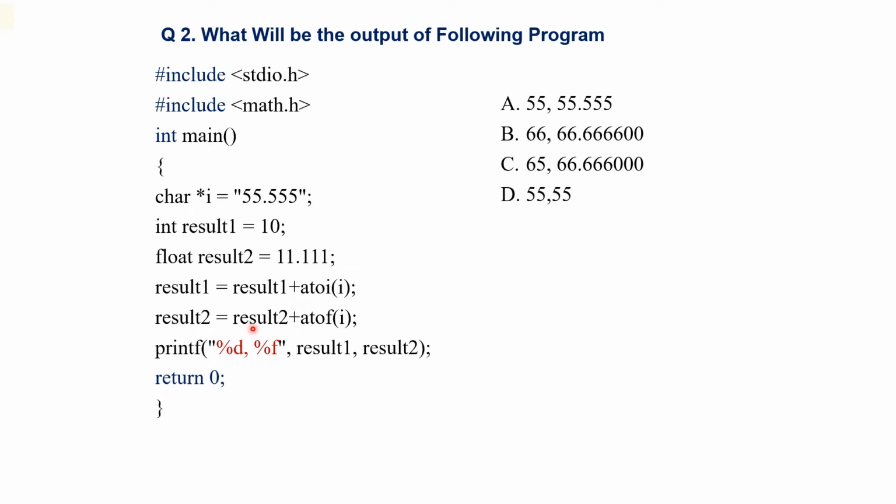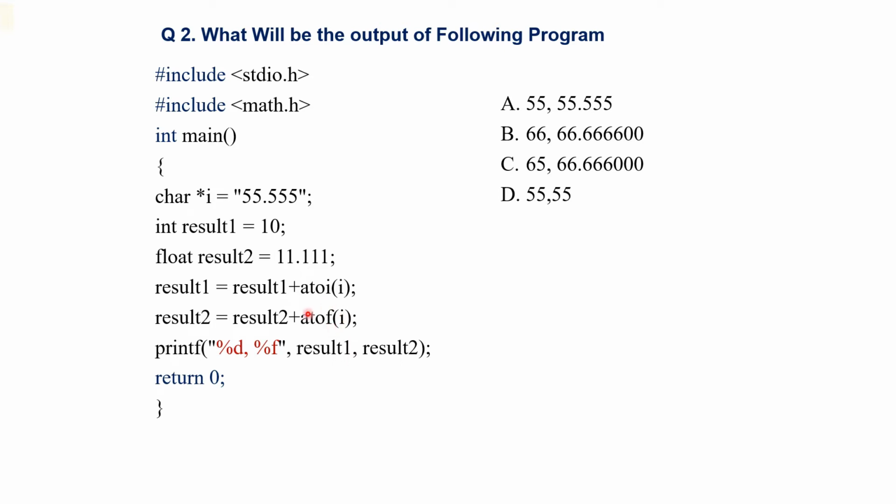So let us solve this first. Here the value of result2 is 11.111. It will be added with the function. Here a function is given, that is A2F, which will convert the string value into the float value. So here the string value is 55.555. This will be converted into the float type.